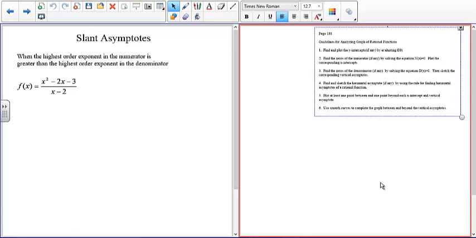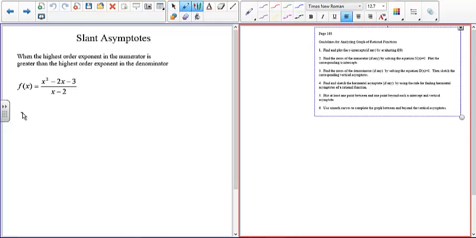Okay, so we're going to finally finish up this section. We're going to do a couple of slant asymptote problems. So instead of having a horizontal asymptote, we have a slant asymptote. With our guidelines here, the only thing that changes is step 4, find and sketch the horizontal asymptote. So we'll go ahead and do the other parts first.